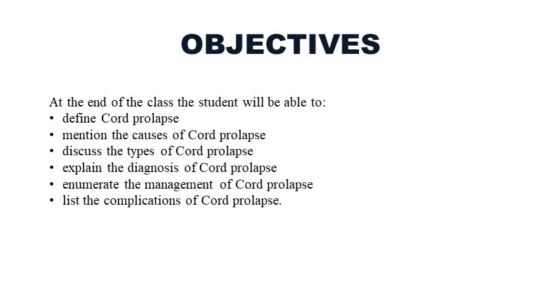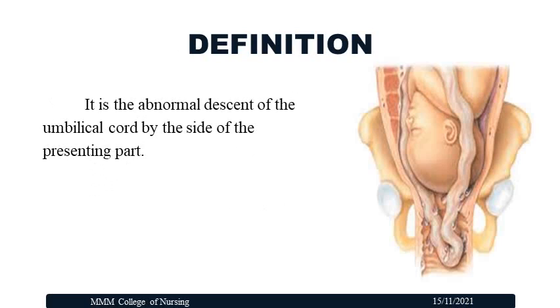Objectives of cord prolapse. At the end of the class, the student will be able to define cord prolapse, mention the causes of cord prolapse, discuss the types of cord prolapse, explain the diagnosis of cord prolapse, enumerate the management of cord prolapse, and list the complications of cord prolapse. So, these are the objectives of cord prolapse.